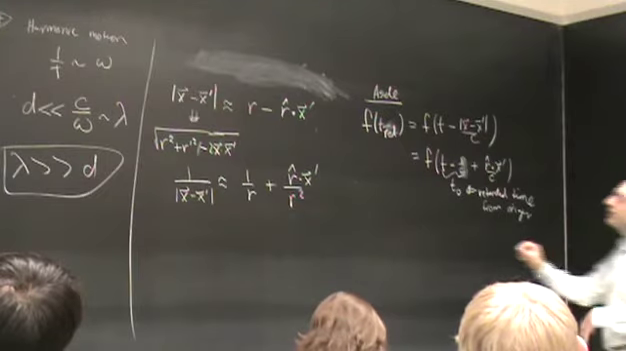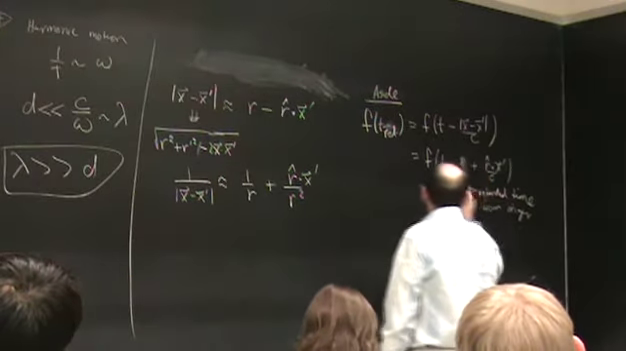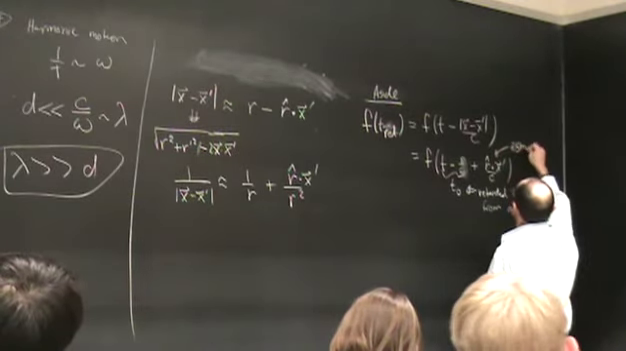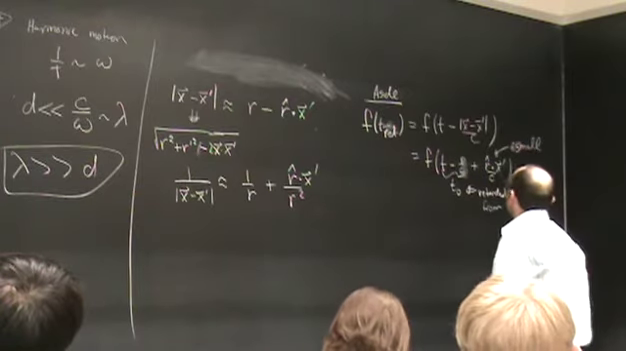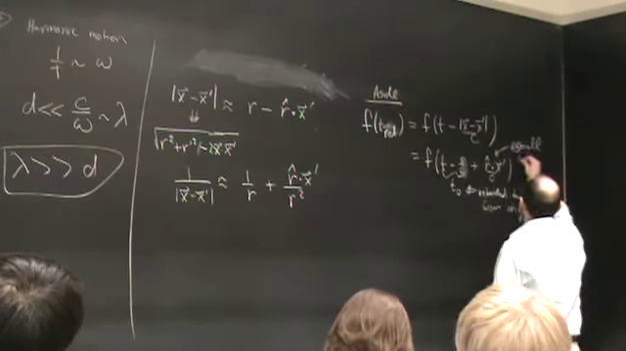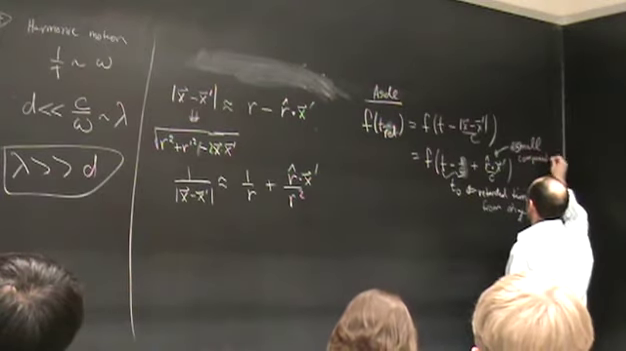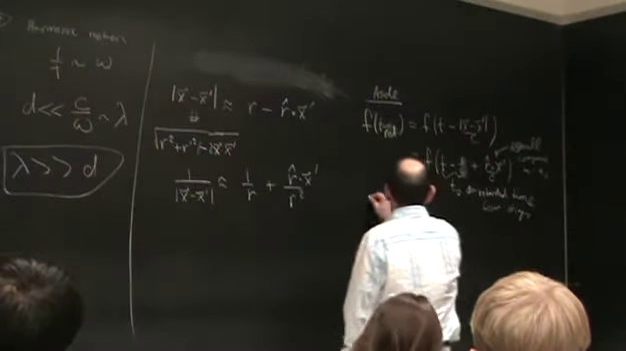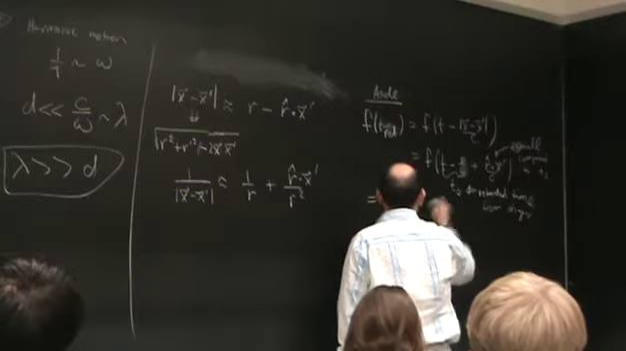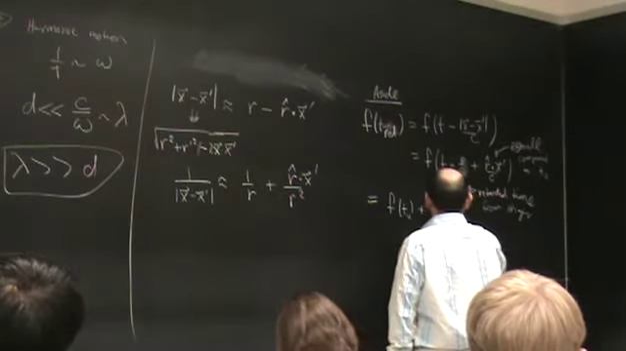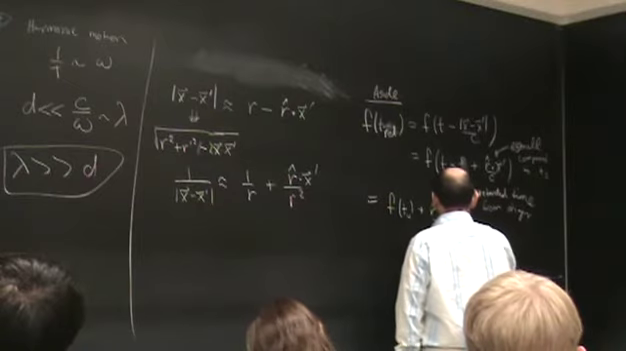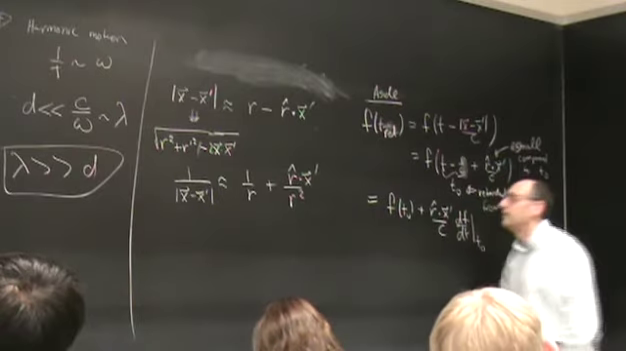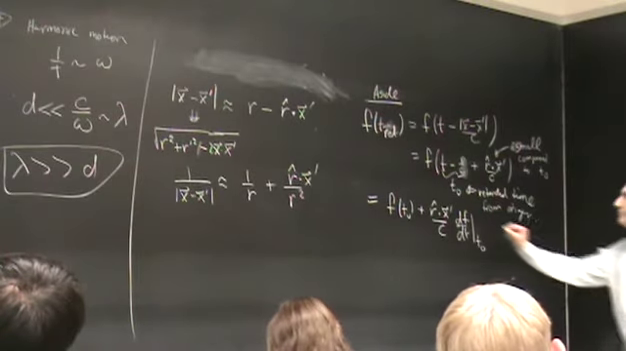Okay, so under the slowly varying approximation, that this is small compared to t0, then we can do a Taylor series expansion of this, evaluated at t0 plus the little extra piece of the retarded time times the derivative of this evaluated at t0, dot dot.